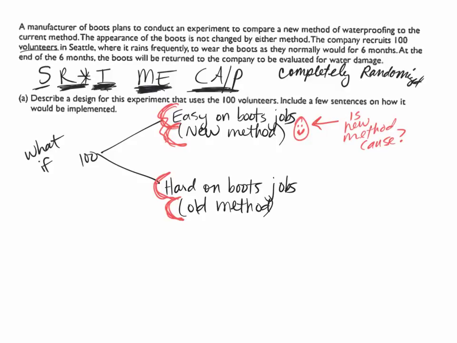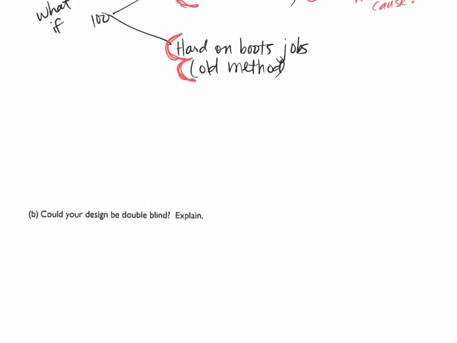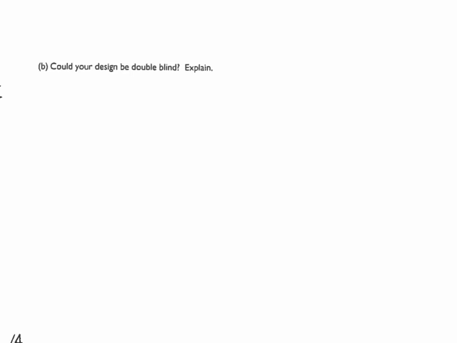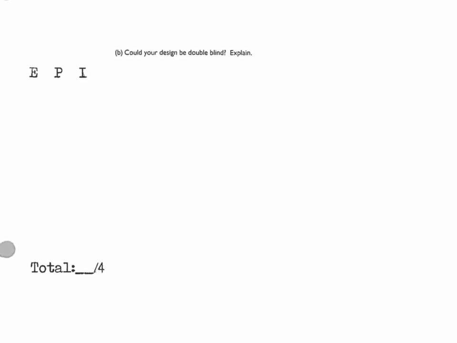Now, before we do that real quickly, let's go on down here to: could your design be double blind? What would that do? That would prevent the people from deciding which boot is better. Okay, good. So can it be? Your answer would be yes, it can be. Here's how you get credit on the AP exam for this. You had to do two things. You had to say yes, and you had to describe the definition in context. So what would it mean to be double blind?